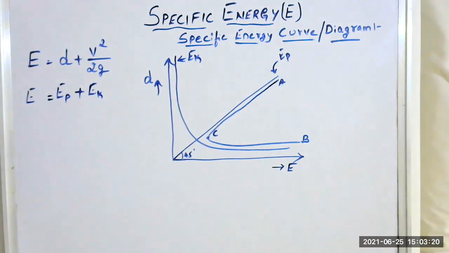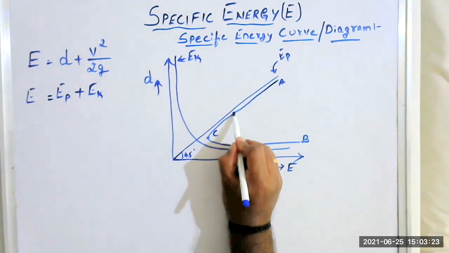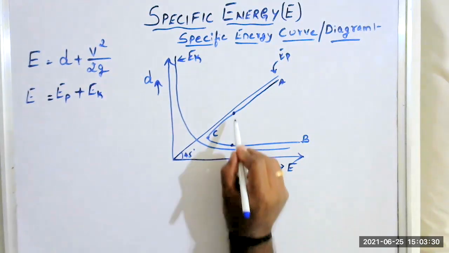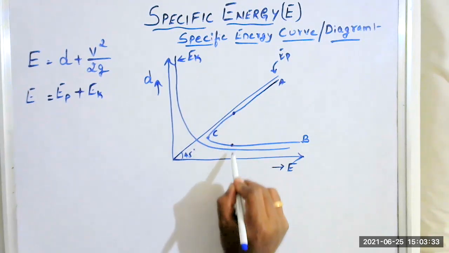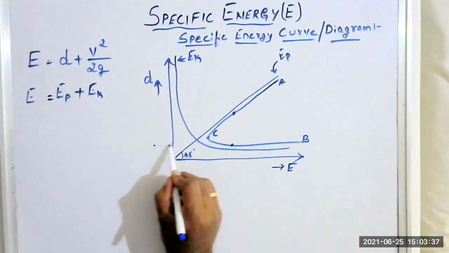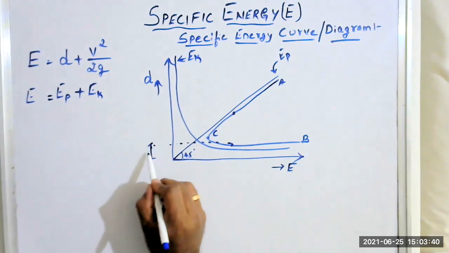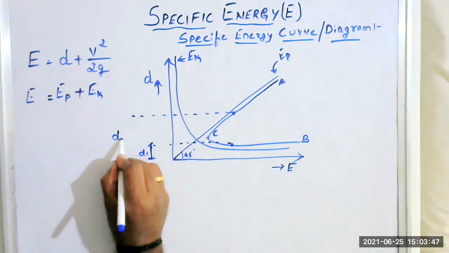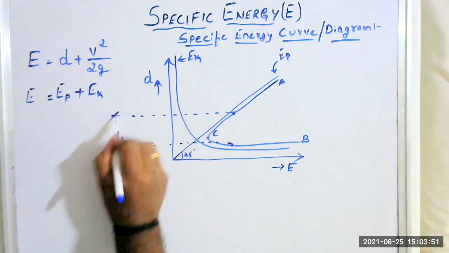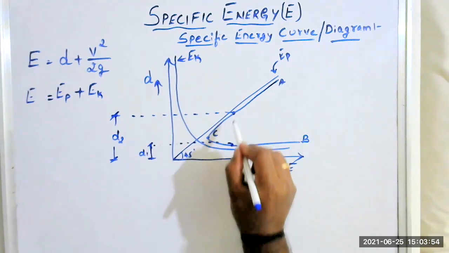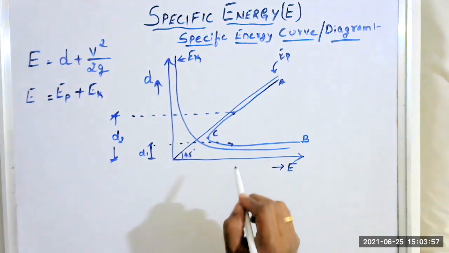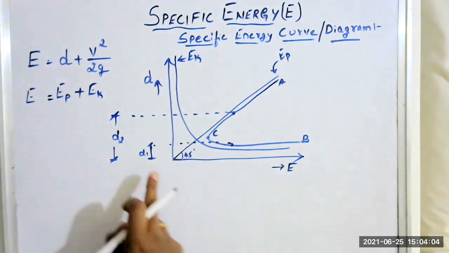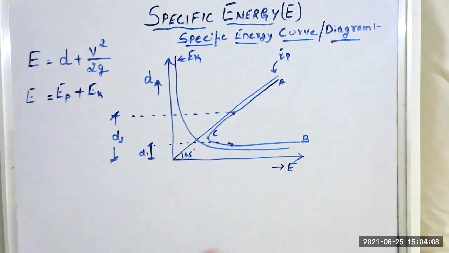Now I'll take two points, one on this limb and one on this limb, where the specific energy is the same. You observe that at both these points the specific energy is the same. The depth corresponding to the lower point I'll take as D1, and the depth corresponding to the other point I'll take as D2. So the depths are different, but the specific energy is the same. These two depths on the specific energy curve, where the specific energy is the same, are called alternate depths.